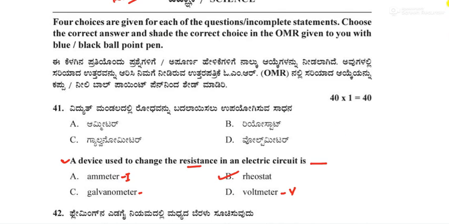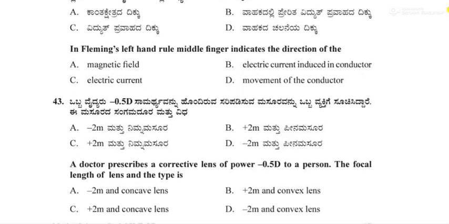Next is question number 42. In Fleming's left hand rule, middle finger indicates the direction of dash. So, it indicates the direction of electric current, in Fleming's left hand rule.